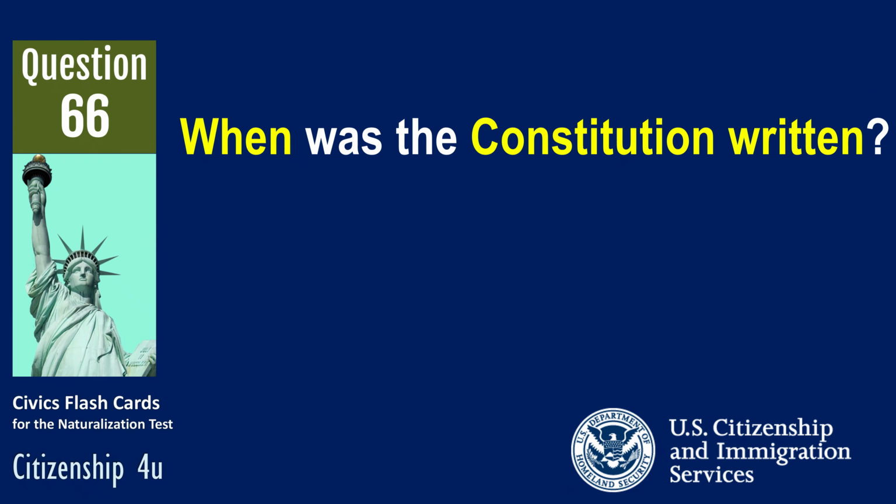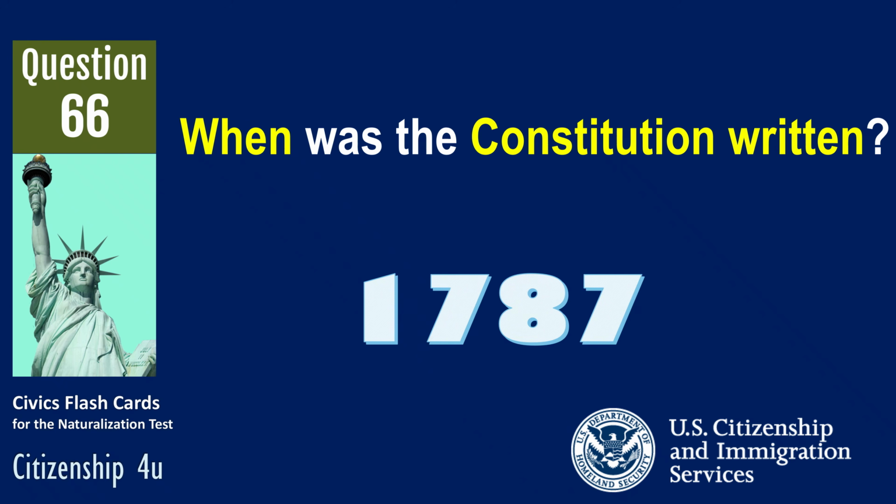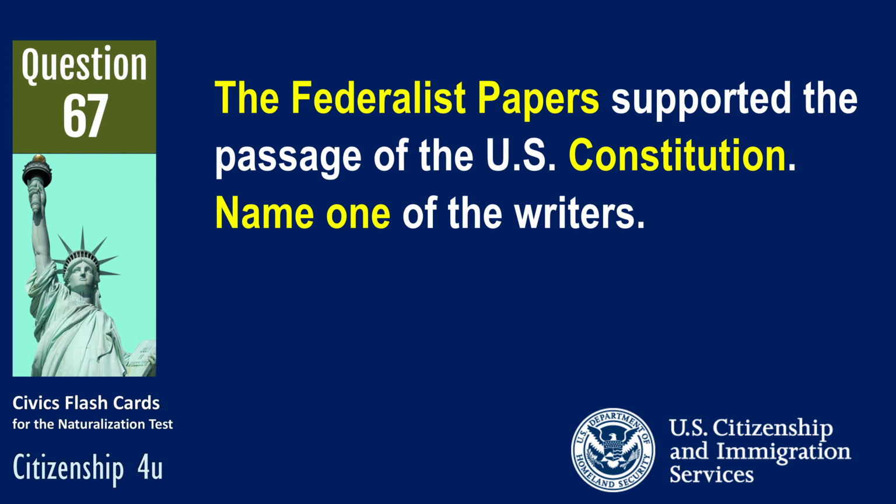When was the Constitution written? 1787. The Federalist Papers supported the passage of the U.S. Constitution. Name one of the writers. John Jay.